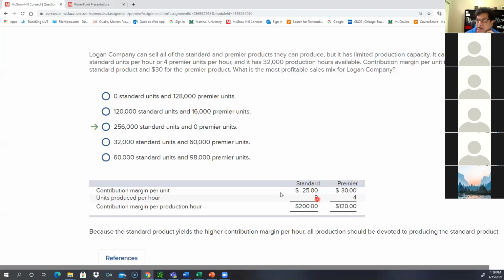Does everyone understand this? Yes. It's basically 32,000 times 8. That's all it is, because there is no constraint on demand.